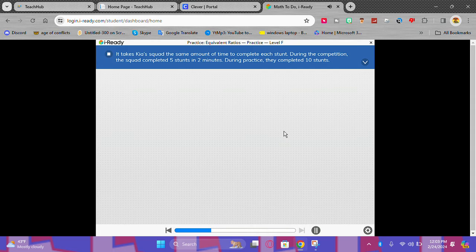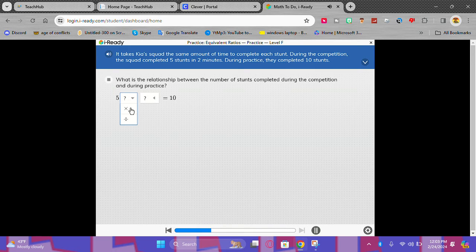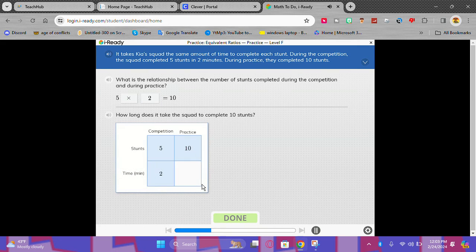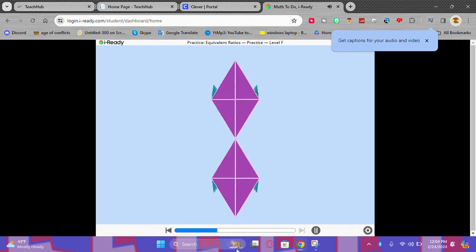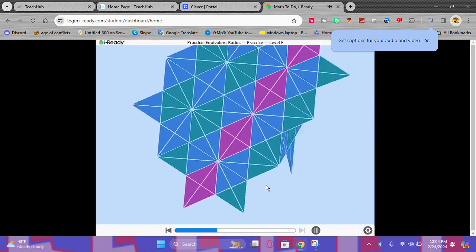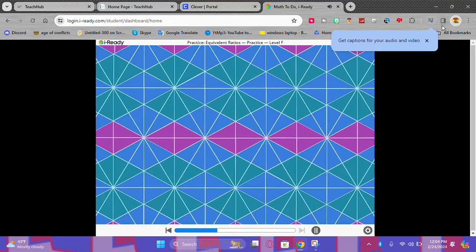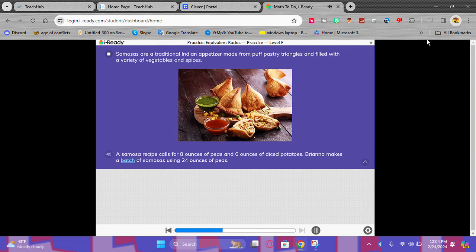At a cheerleading competition, squads perform stunts, such as pyramids, during their routines. It takes Kia's squad the same amount of time to complete each stunt. During the competition, the squad completed 5 stunts in 2 minutes. During practice, they completed 10 stunts. What is the relationship between the number of stunts completed during the competition and during practice? How long does it take the squad?